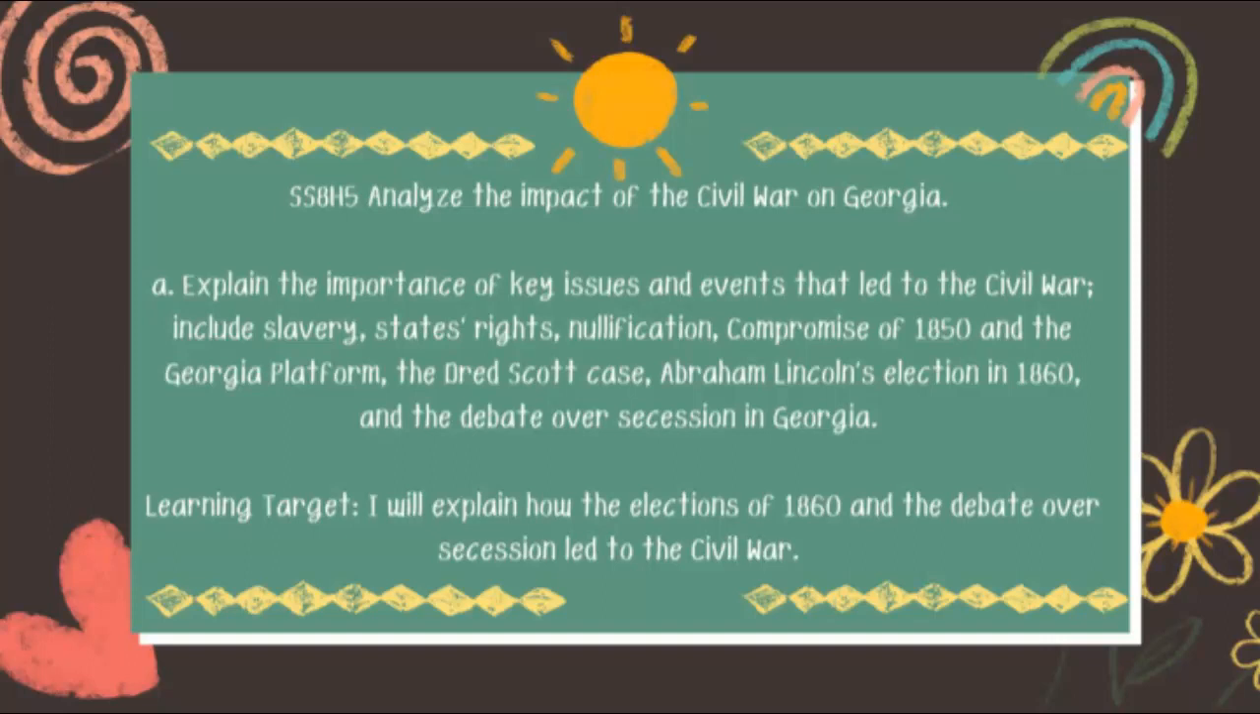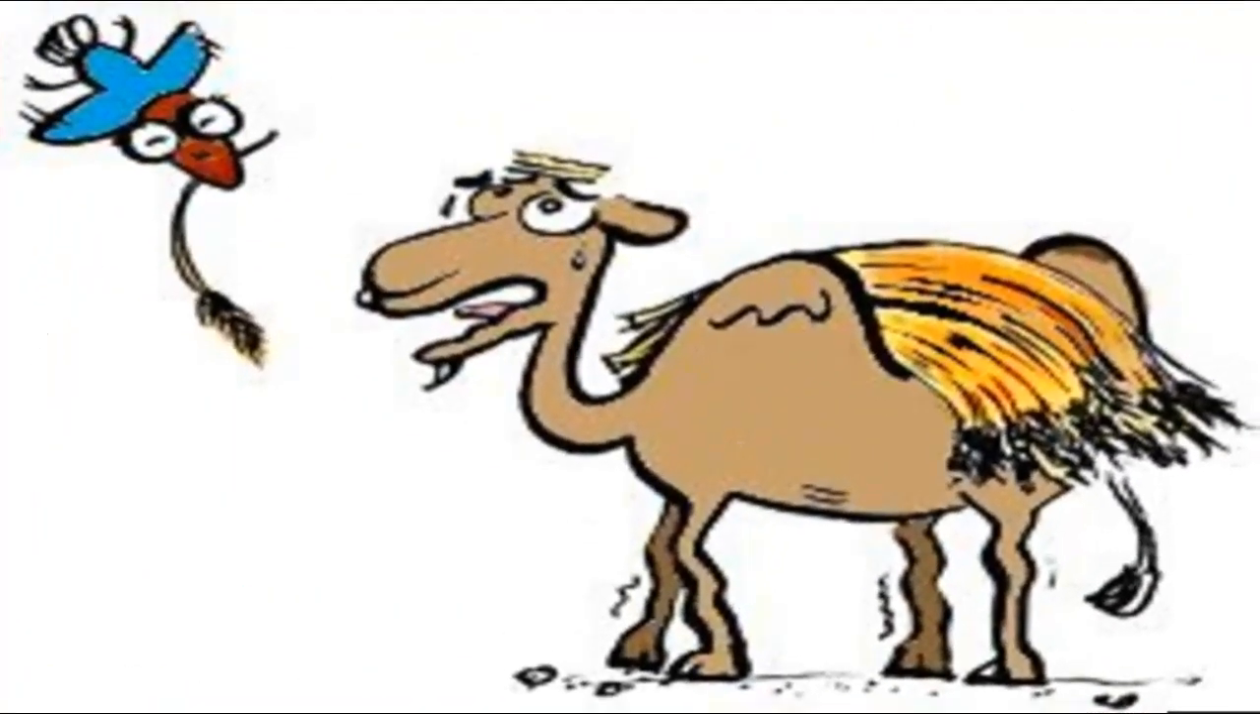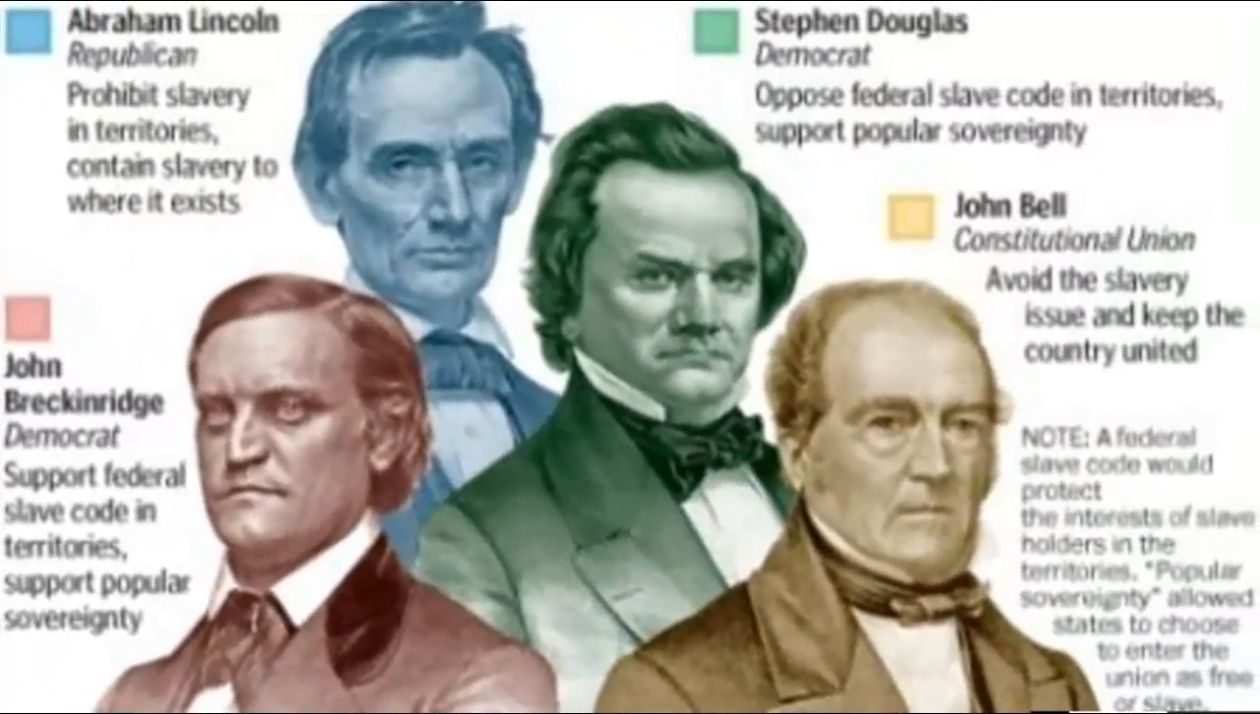Our learning target: I will explain how the election of 1860 and the debate over secession led to the Civil War. The straw that broke the camel's back was the election of 1860. In the election of 1860, 4 men ran for president. These men were Abraham Lincoln, John Breckinridge, John Bell, and Stephen Douglas.